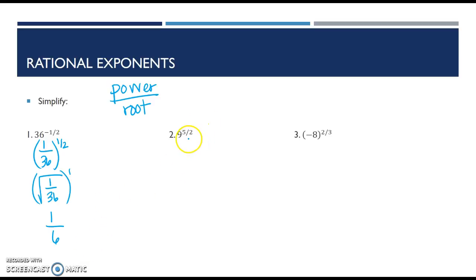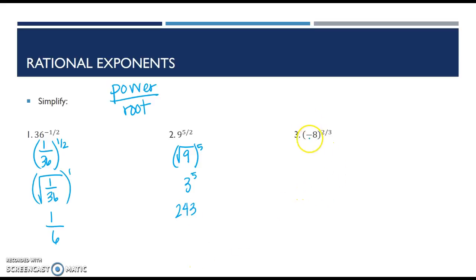For number 2, I got 9 to the 5/2. My power is 5, it's raised to the 5th power, and it's a square root again. So I have the square root of 9, and I'm going to put the 5 on the outside. The square root of 9 is 3, and 3 to the 5th power is 243.